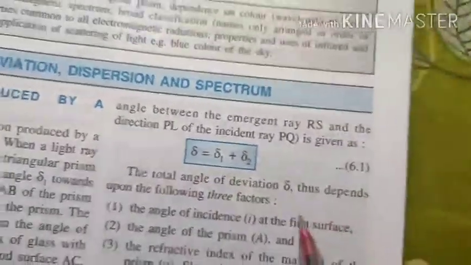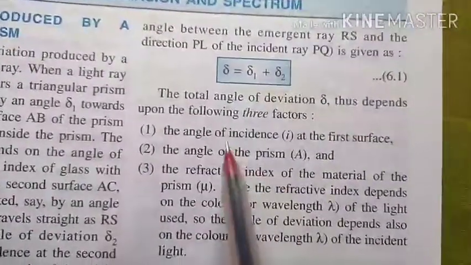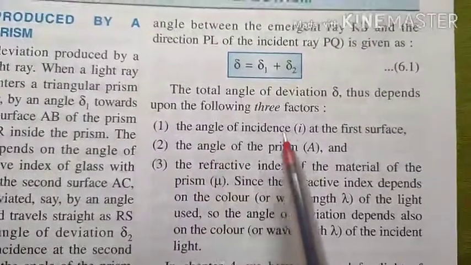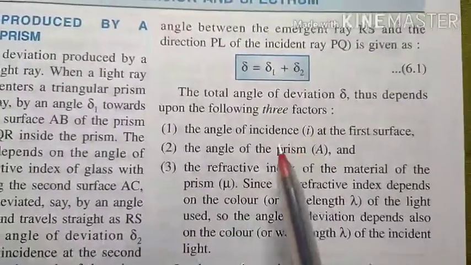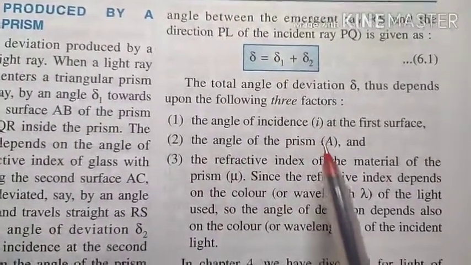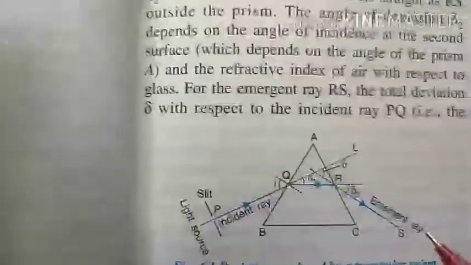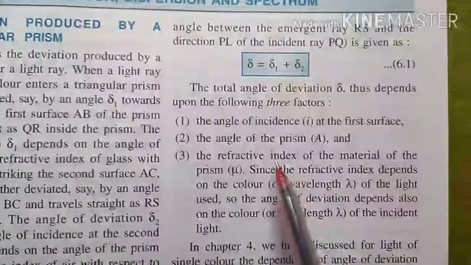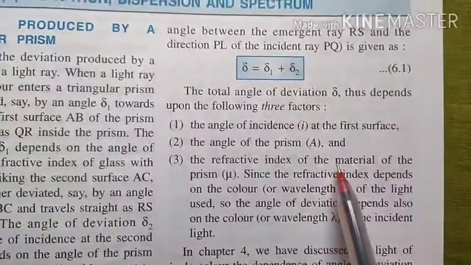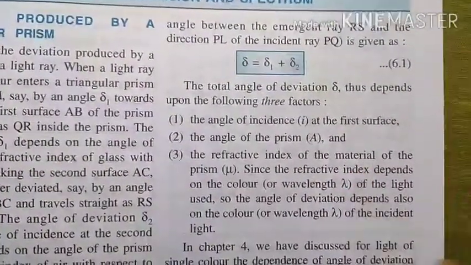This total angle of deviation depends upon three factors. First, it depends upon the angle of incidence. It also depends upon the angle of prism, which is this angle, and it also depends upon the refractive index of the material.